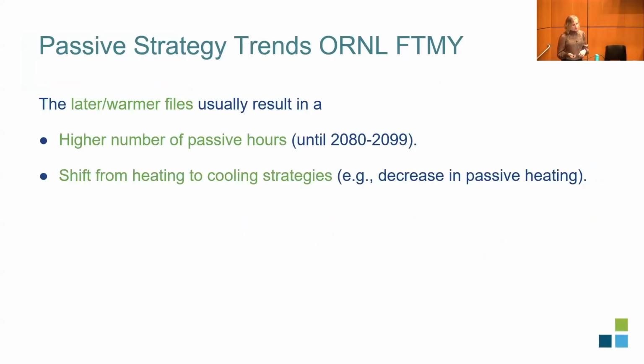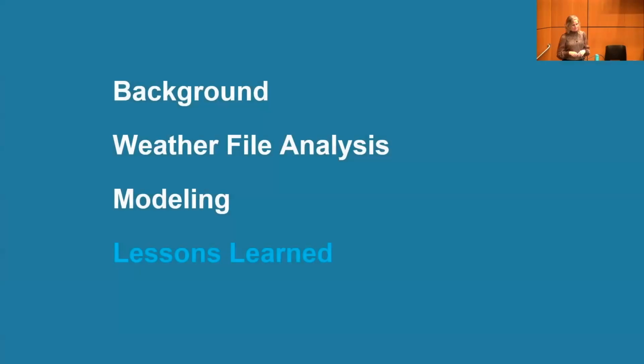So in general, what we were seeing was that the later or warmer files generally result in a higher number of passive strategies, and there's a shift from heating to cooling strategies. To complicate things further, when you compare the different future weather files, the specific distribution of the available strategies is different depending on which one you pick. And I don't know which one is right, but I am worried that we're using data and we don't know which one is the right one.